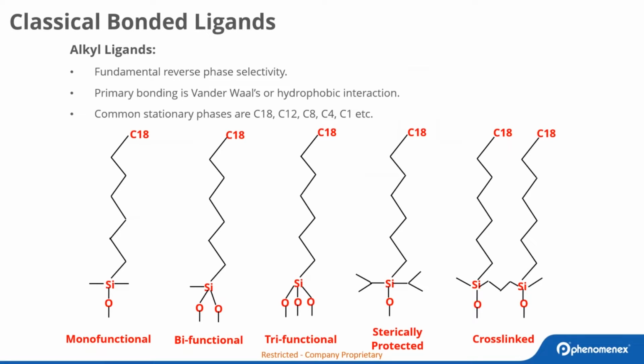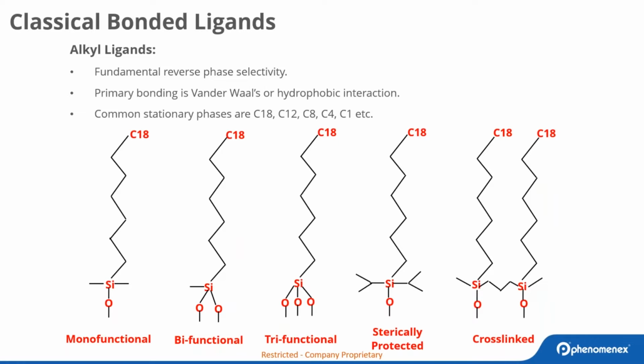Now looking at the types of bonds that are out there, right? These are classical bonded ligands. When it comes to reverse phase chromatography, there are primarily alkyl and phenyl bonded ligands, which are used in most analyses, although there can be other ligands like amino and cyano. Those are a little bit more limited, right? For alkyl ligands, these include different types like C18, C12, C8, C4 ligands. There's also C30, C5, even C1 ligands that can be used in reverse phase mode.